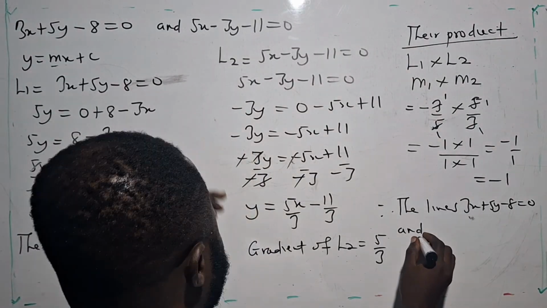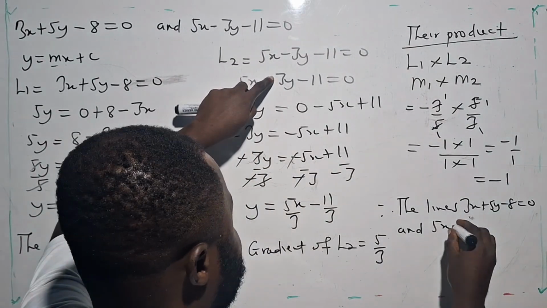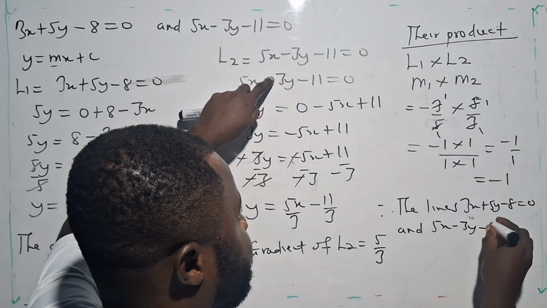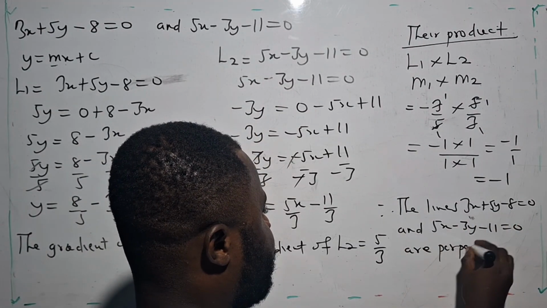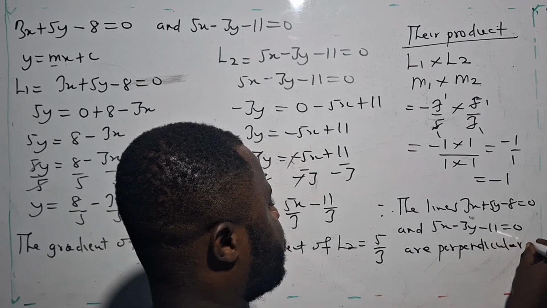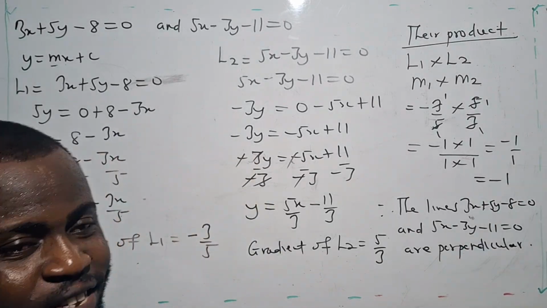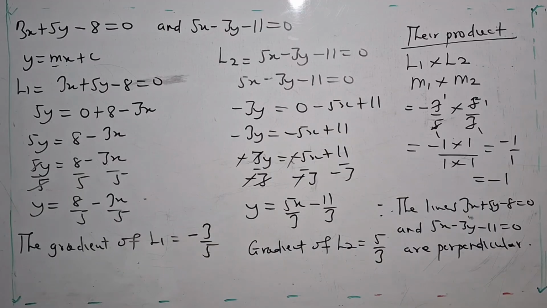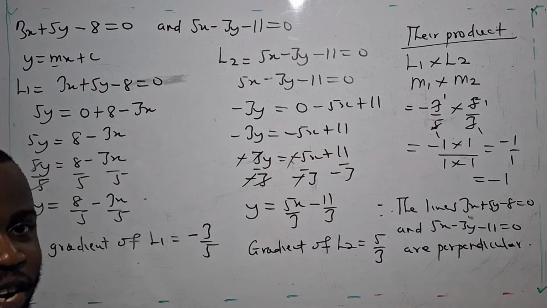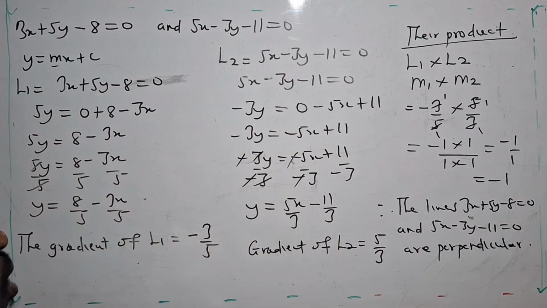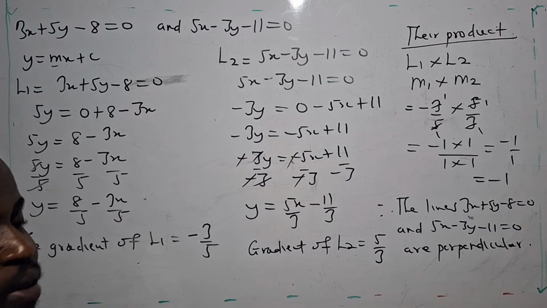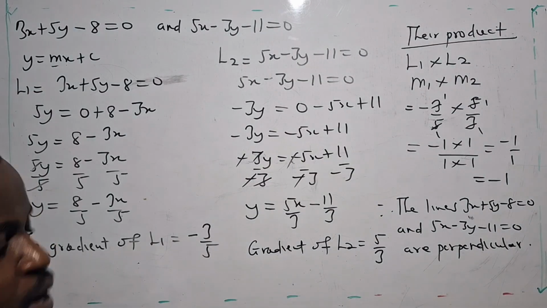And the next one is 5x minus 3y minus 11 is equal to 0 are perpendicular. Interesting. So you should know what you are doing. When they give you the equation of the line, you know how to find the gradient. And when points are given, you should know how to find the gradient. It has been simplified in my previous lesson. So this is the end of finding whether lines are perpendicular.